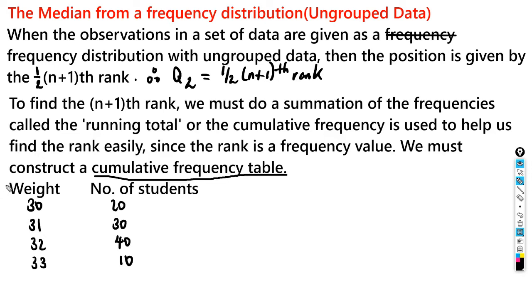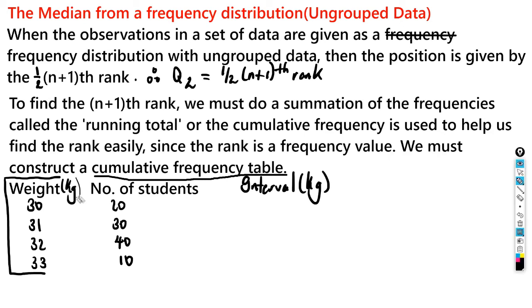So usually you get a table like this, guys, right? Where it's just the weight and the number of students, right? And you have to calculate this cumulative frequency table. So what you have to do is write interval here, and in this case it's weight, so it's in kilograms. We're going to put less than or equal to 30, less than or equal to 31, less than or equal to 32, and less than or equal to 33, right? The interval matches the weight.